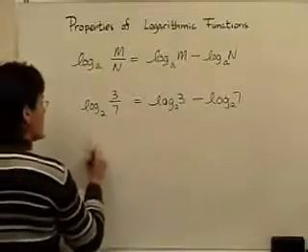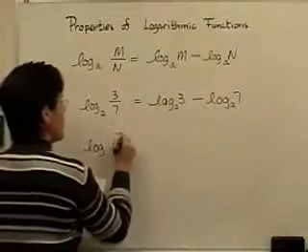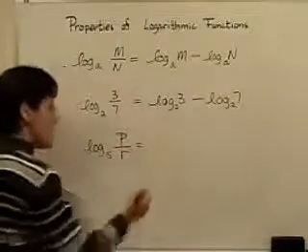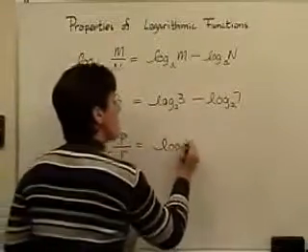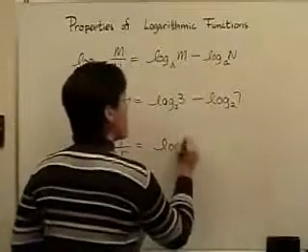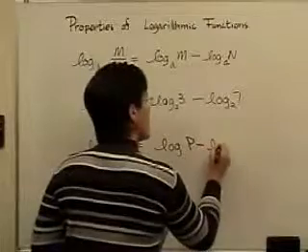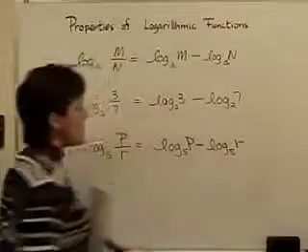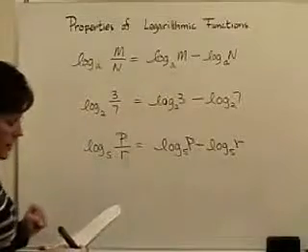If I were to ask you to take the log of p divided by r, where the base is 5, and write it as the difference, you would write this as the log of p minus the log of r, where the base is 5. And I'm done. I've written it as the difference.